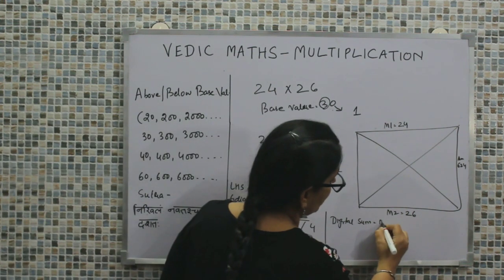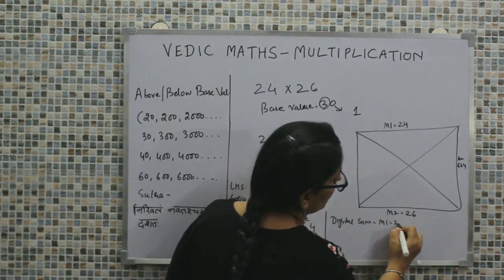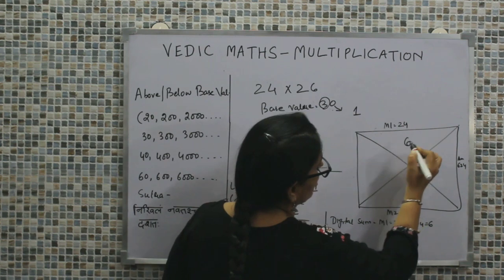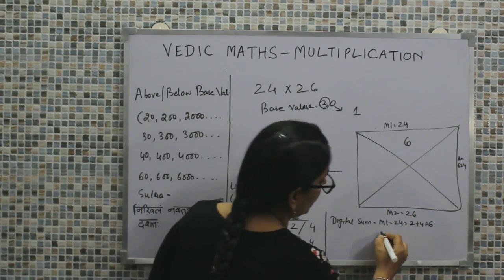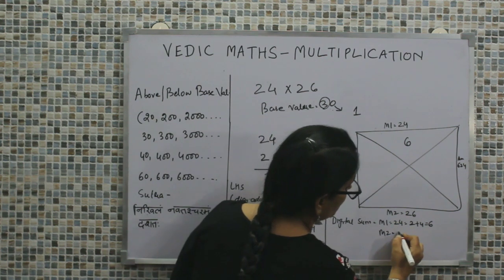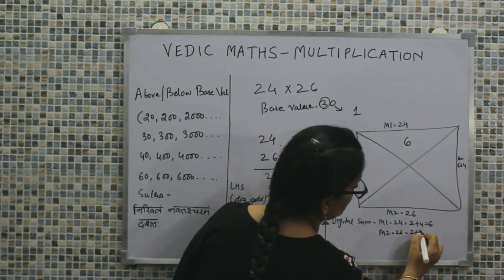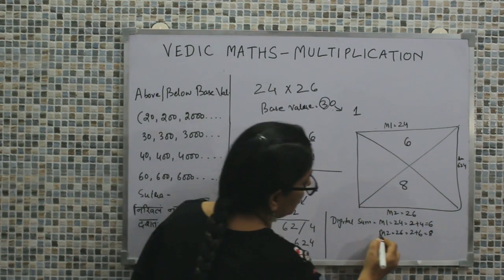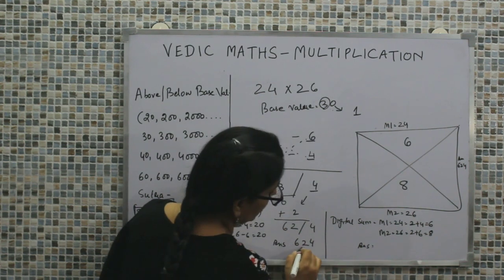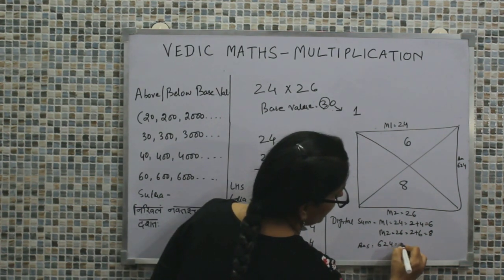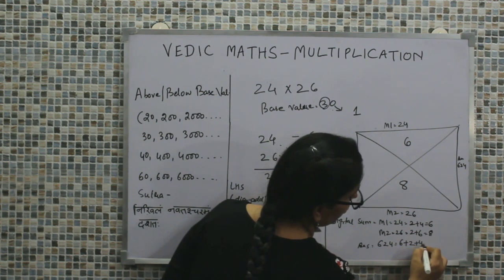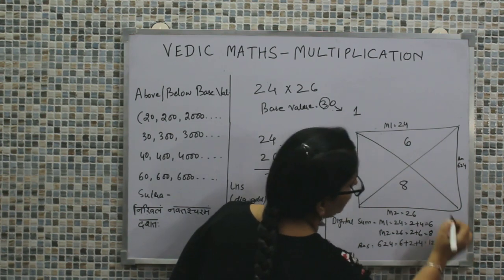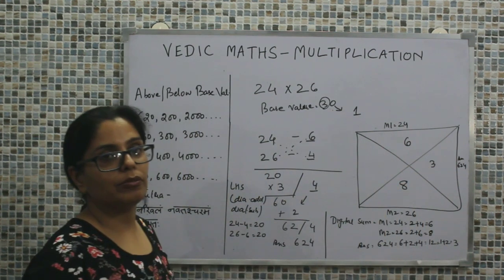For the first multiplier, the digital sum of 24 would be 2 plus 4, that is 6. For the second value, 26 means 2 plus 6, that is 8. Now let's take the answer we got after multiplication, which was 624. 624 means 6 plus 2 plus 4, so that is 8 plus 4, that is 12. Again 1 plus 2, that is 3. So here we are going to get 3.